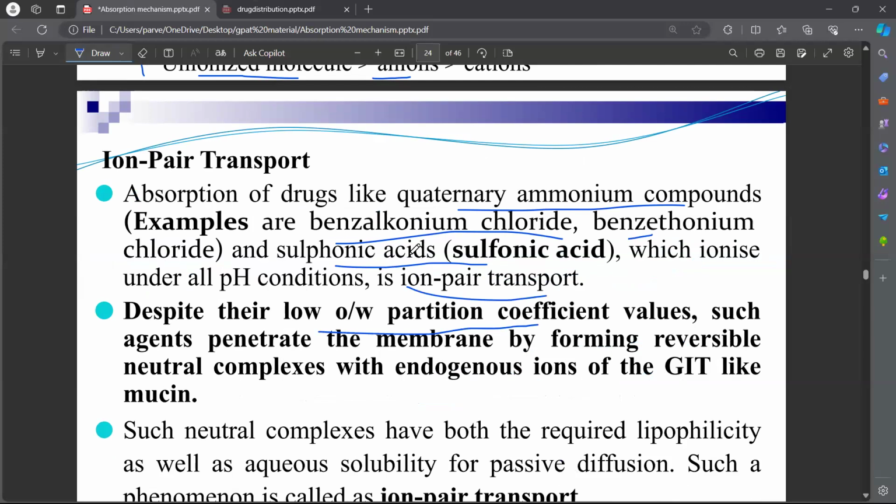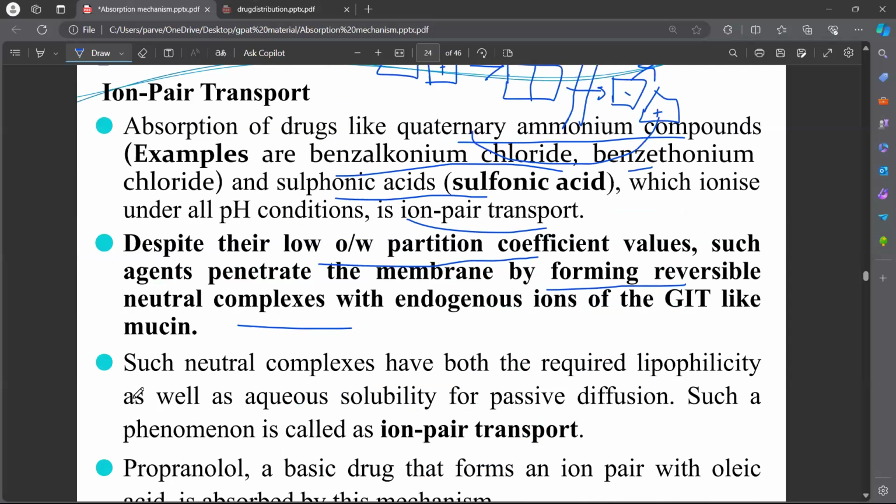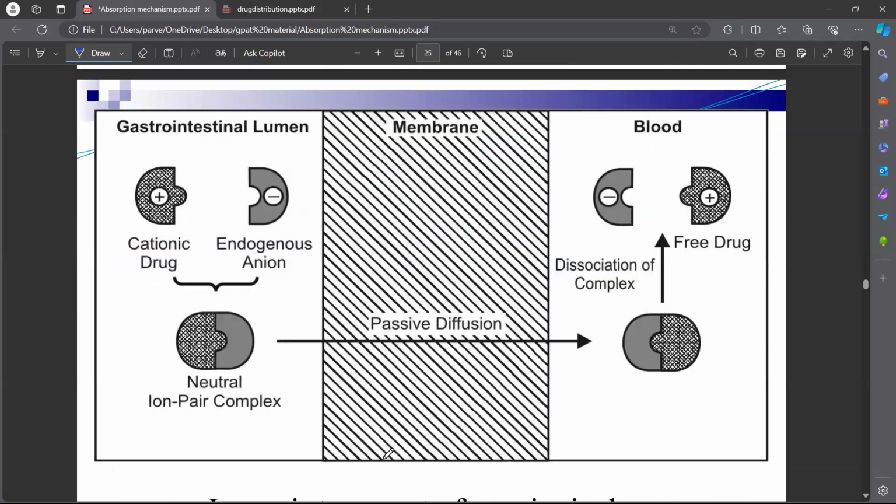So for example, these are the negative charge, these are the positive charge. These both form a complex. The complex penetrates the membrane where they both get dissociated, negative and positive. The negative drug gets absorbed into systemic circulation and the positive ion comes back again. So by this mechanism, ion pair transportation occurs. As you can see, cationic drug and endogenous anion form a neutral ion pair, which is transported by passive diffusion.